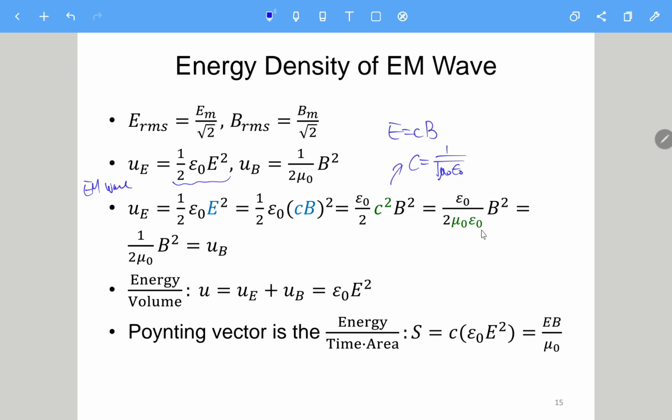So we have mu naught epsilon naught here, and the epsilon naught cancels, which means it turns out to be B squared over 2 mu naught, which is actually the same as the energy stored in the B field. This means that in the EM wave, the energy density stored in the E field and the B field are the same. Here we talk about energy per volume, the so-called energy density.